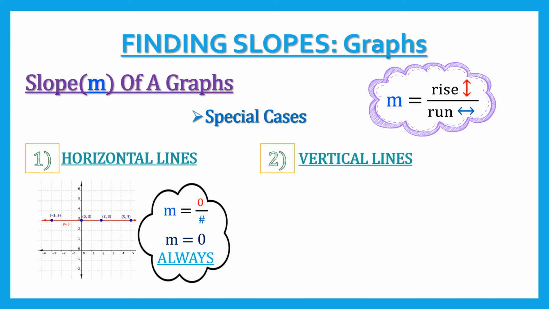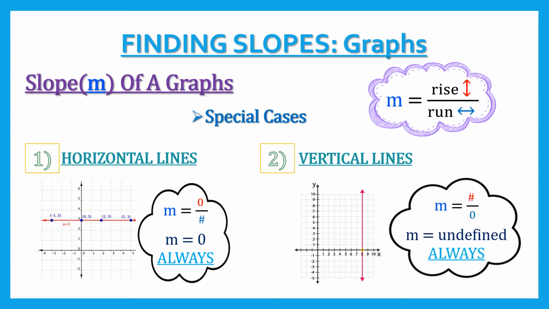For vertical lines, let's analyze the vertical line. As you can see, there is a rise. So you have a value for rise, but however, there is no run. And as from previous videos, we cannot divide by 0, so therefore the slope will be undefined, and that's always.